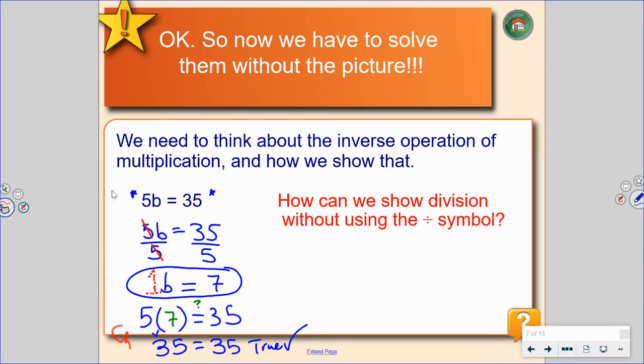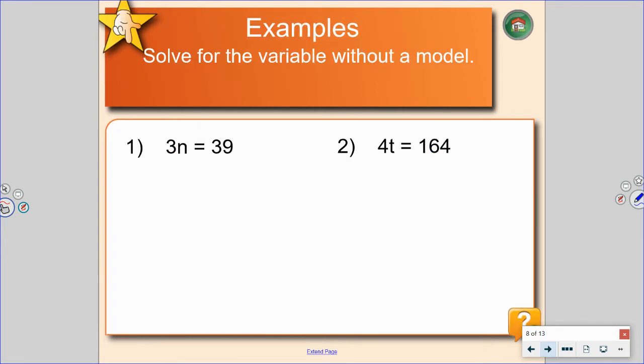All right, more on that as we go. Let's do a few more without drawing models. In other words, we're just going to use numbers and symbols. In problem number 1, we have 3 times n is equal to 39, but I don't want to know what 3 times n is. I want to know what a single n is. So naturally, we're going to split it into 3 parts, just like we had those 3 packages of M&Ms.